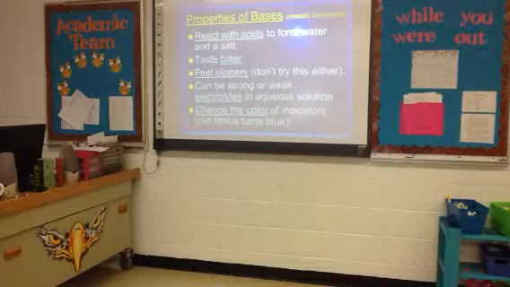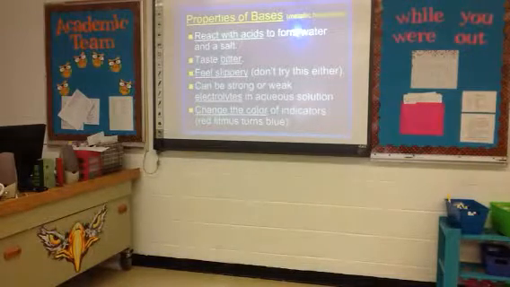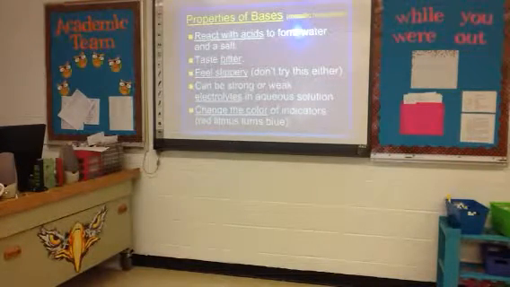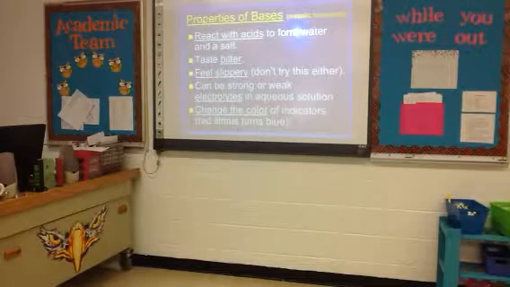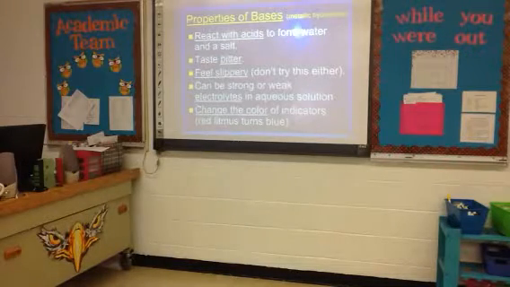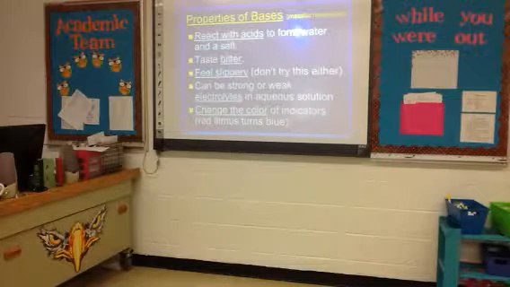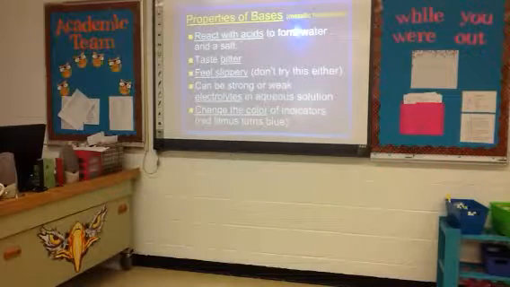So a base, and in parentheses it says metallic hydroxide. Okay, let's break that down. So we mean a metal and a hydroxide. What is hydroxide again? On your bookmark? OH. OH, good. OH minus. So we're talking about potassium hydroxide, sodium hydroxide, lithium hydroxide, calcium hydroxide, a metal and a hydroxide. That's what our base is. Okay? So they're easy to pick out.